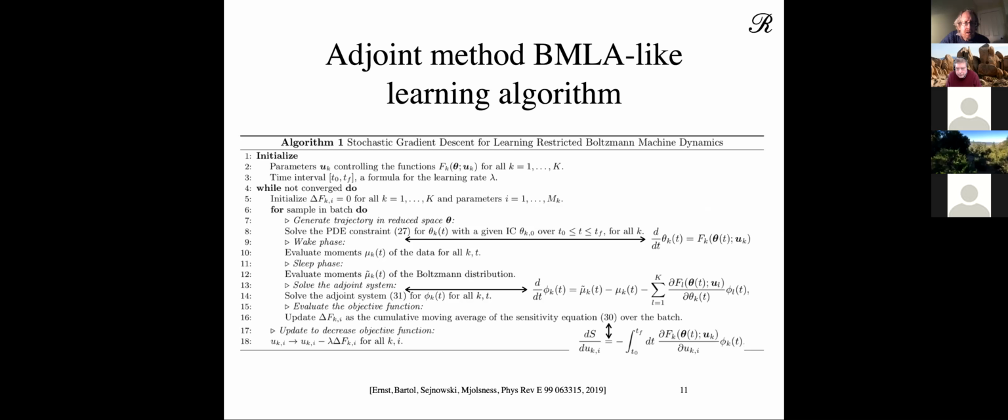And there are a few little wrinkles that are not on this slide exactly, including sort of a moving window that are described in the paper. But this is a PDE constrained optimization algorithm that looks like a mixture of an adjoint optimization algorithm and the Boltzmann machine learning algorithm.